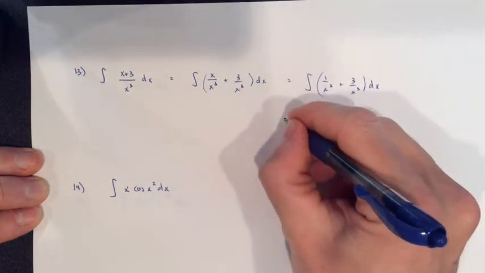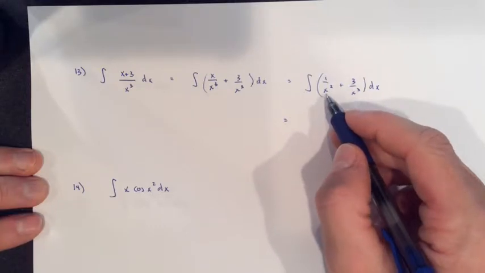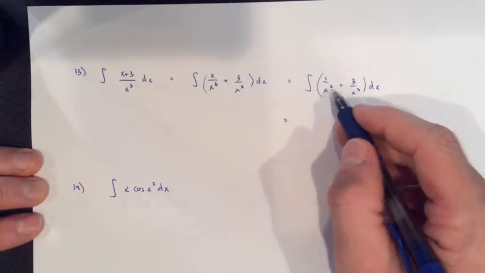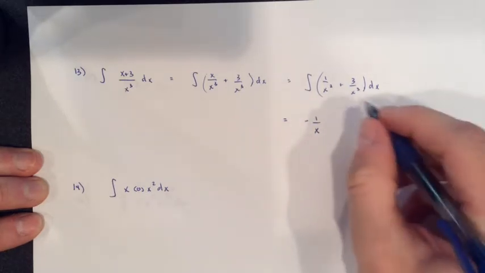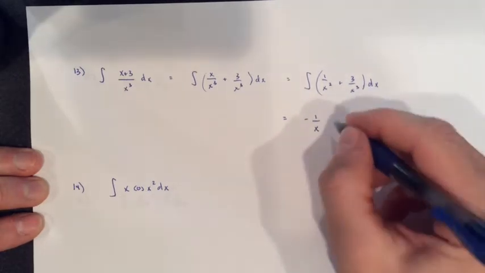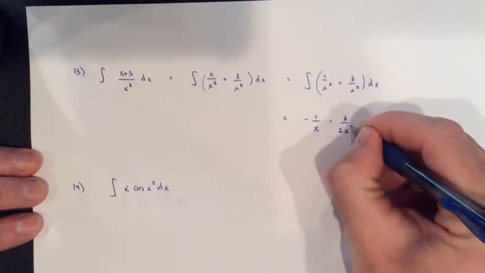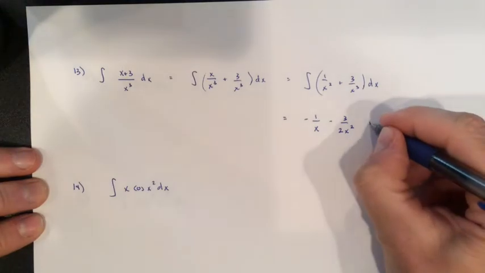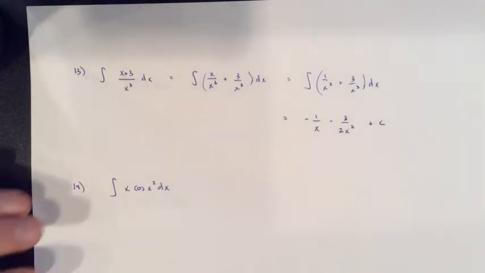But that's easy, that's just the power rule. Increase the power by 1, dividing by the new power. Increasing the power to make it a negative 1 power, and dividing by it makes this negative 1 over x. Increase the power by 1, divide by the new power, makes this negative 3 over 2x squared. And again, feel free to take the derivative of those terms. You will get back the original function.